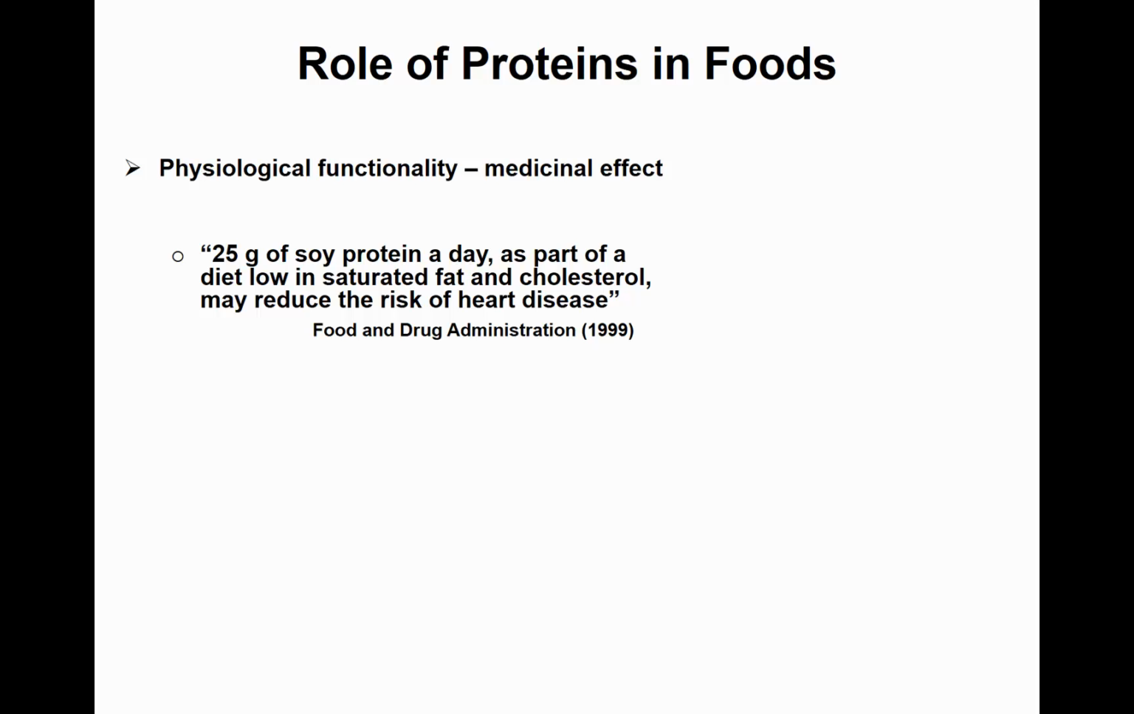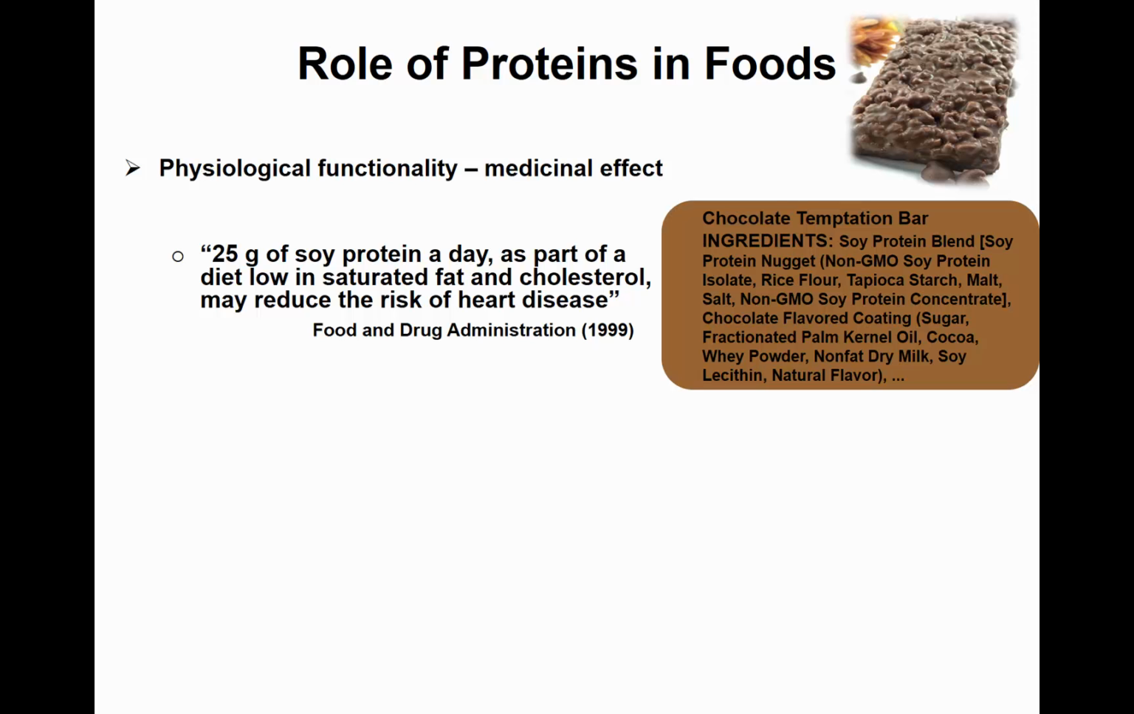How do you come about such a claim? So a lot of human studies and clinical trials over the years showed the association of soy protein with lower risk of heart disease. With a lot of different studies, they finally said, okay, so there is an association, the FDA put a stamp on it, and after that there was a boost in using soy protein in different ingredients. This is an example of a nutrition bar, a protein bar, where they use a soy protein blend.